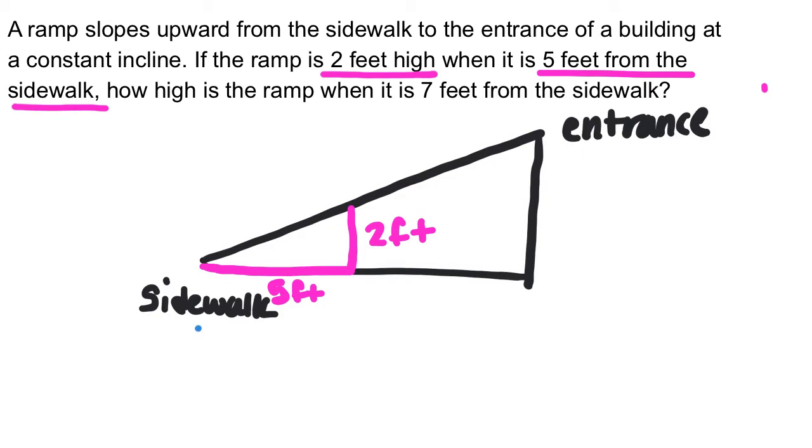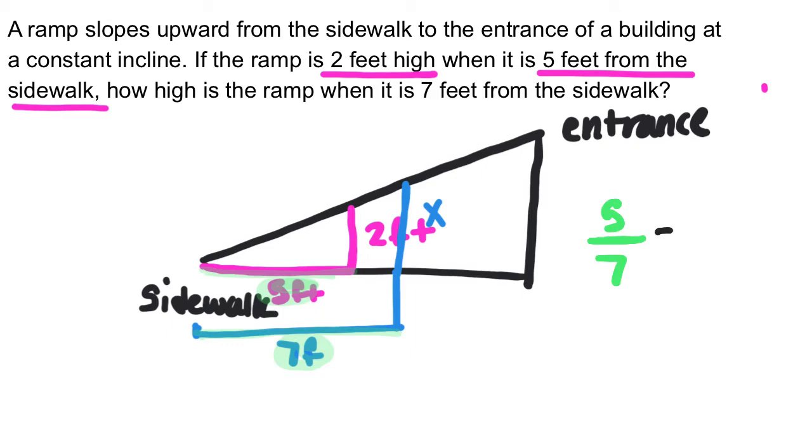So if we know that we're talking about this portion of the sidewalk, which is 7 feet, how high is the ramp there? So what I can do is set up my proportion. So I know that the distance from the sidewalk is 5, goes with the distance from the sidewalk of 7 feet. So you could say 5 over 7 is equal to the height of the first part, which is 2, over the unknown height at the other distance, which is x.